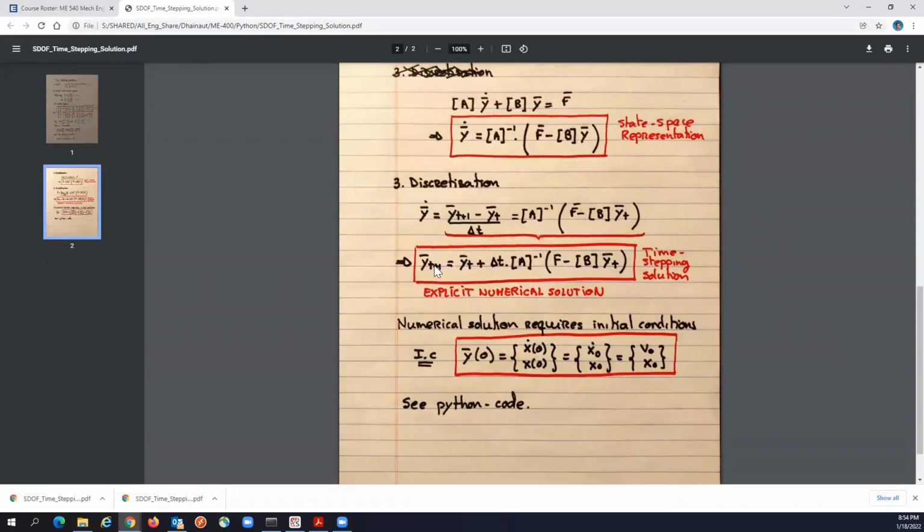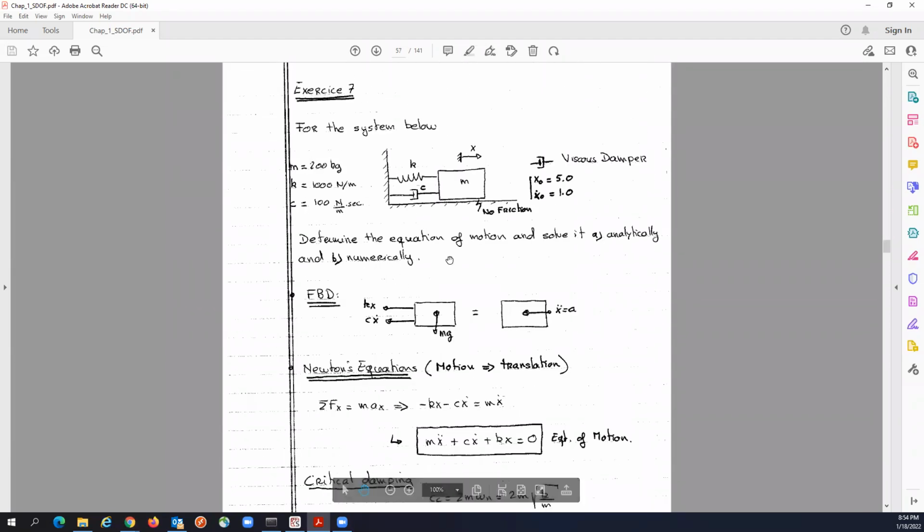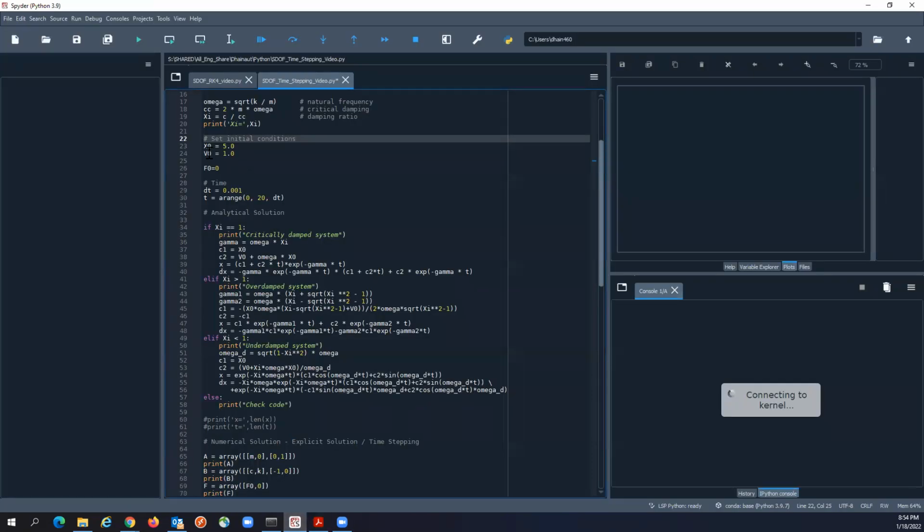So over here, we now solve for y of t, which would be the future step. We have this equation. This is basically the explicit solution, which is called the time-stepping solution. In this case, it is generally not used for structural problems, but it's used a lot in heat transfer and fluids, okay? And in order to start the numerical solution, we need some initial conditions, which in our case are initial displacement 5 and initial velocity 1, okay? As given over here in Spyder.